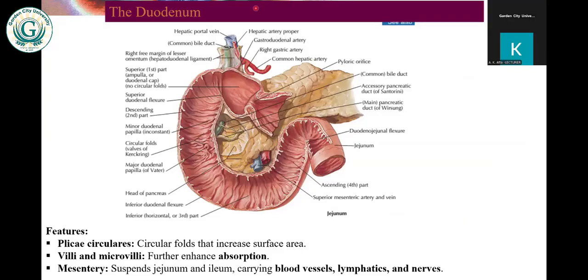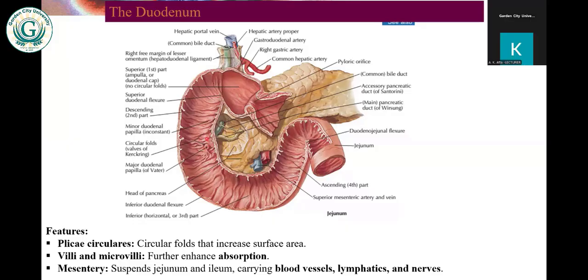Now, what is important about the first part is that it is a site of what they call a duodenal ulcer. It's a site of the duodenal ulcer. You realize that the area is smooth. There are no circular folds as you find in the rest of the duodenum.